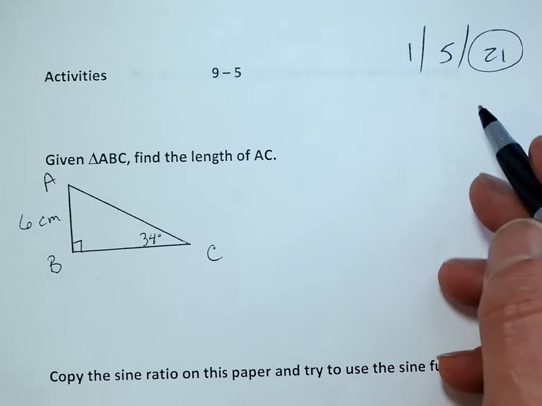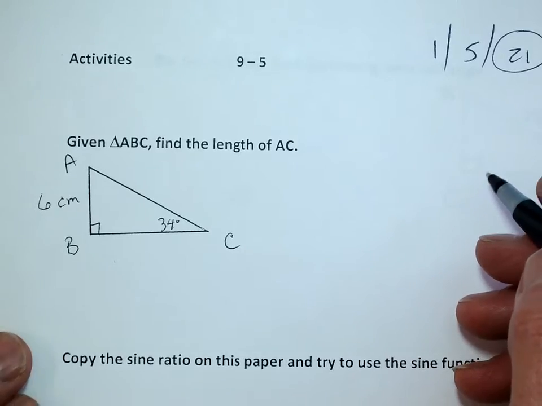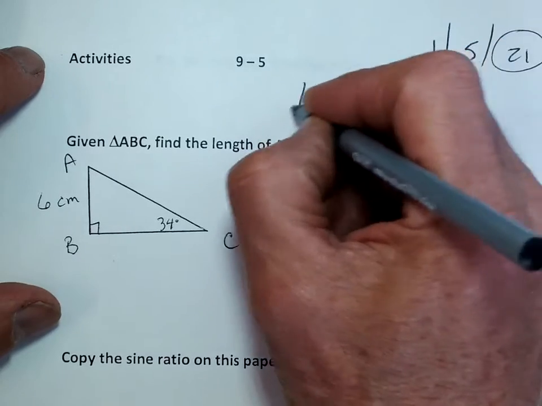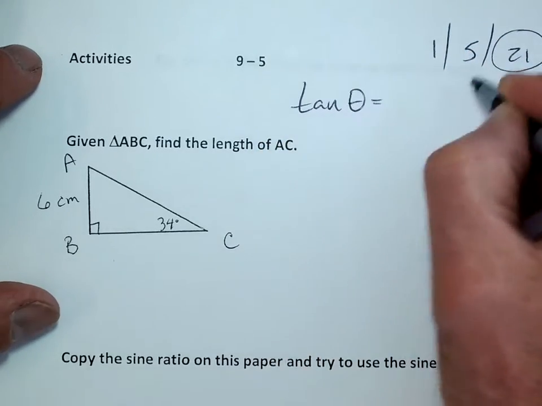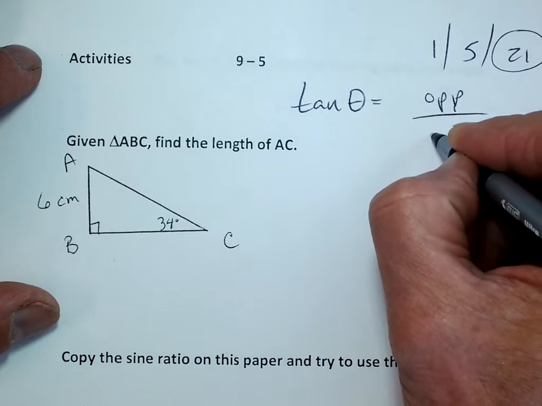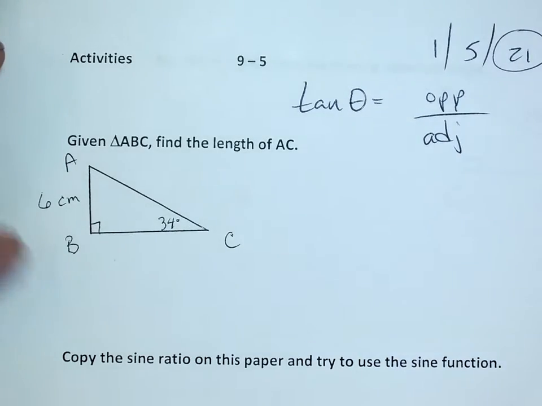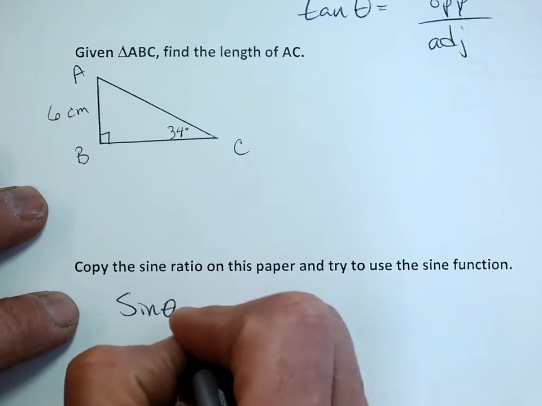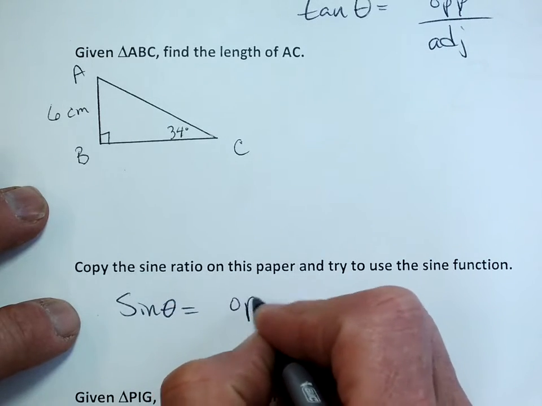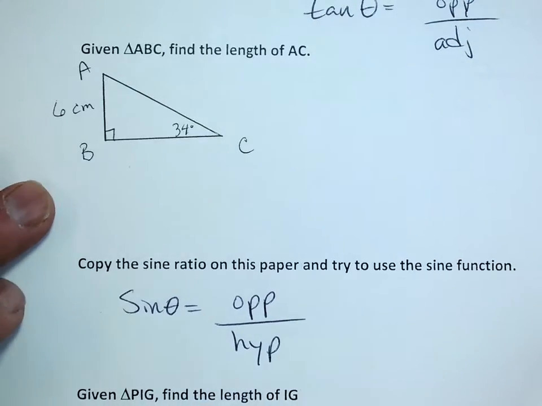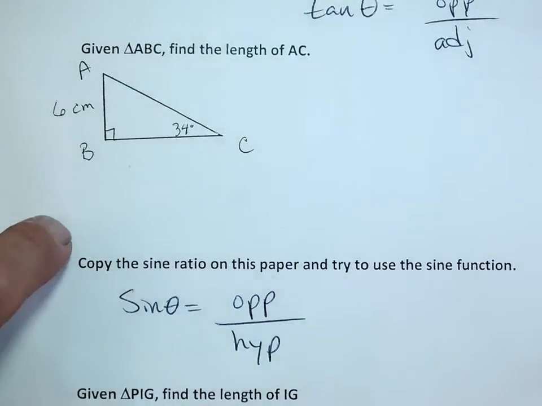Okay, so yesterday in Zoom we talked about sine, cosine, and tangent, right? And we learned that tangent of some angle is equal to the opposite side over the adjacent side. So today, and we talked about it briefly, we want to talk about the sine ratio. So the sine ratio, sine of theta, is equal to the opposite side over the hypotenuse. Okay, that's what we talked about yesterday. So let's take a look at this example.